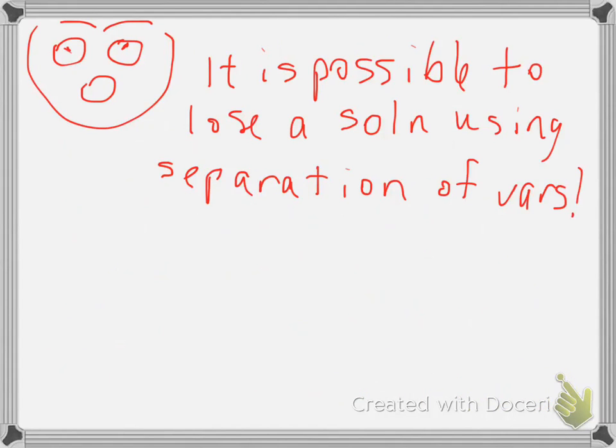Now, I will give you a word of caution. It is possible to lose a solution using separation of variables. So we always need to be careful that we are checking the hypotheses of the existence and uniqueness theorem before we willy-nilly apply separation of variables. And here's an example of what can happen.